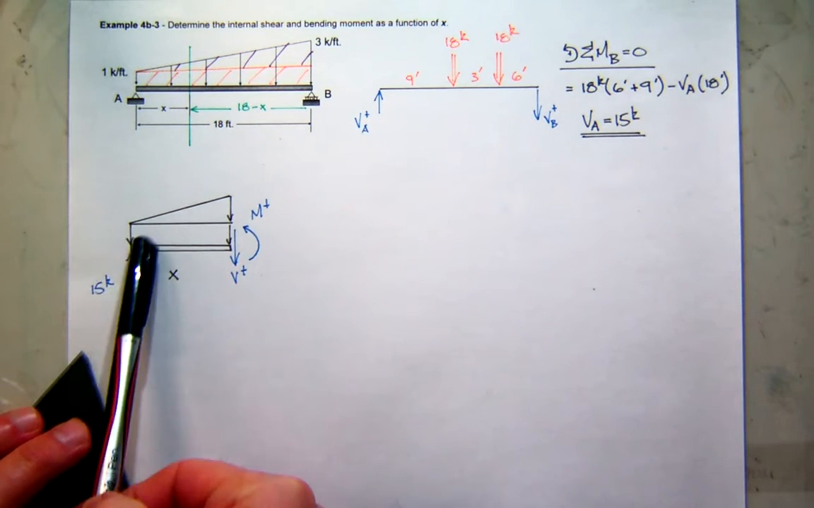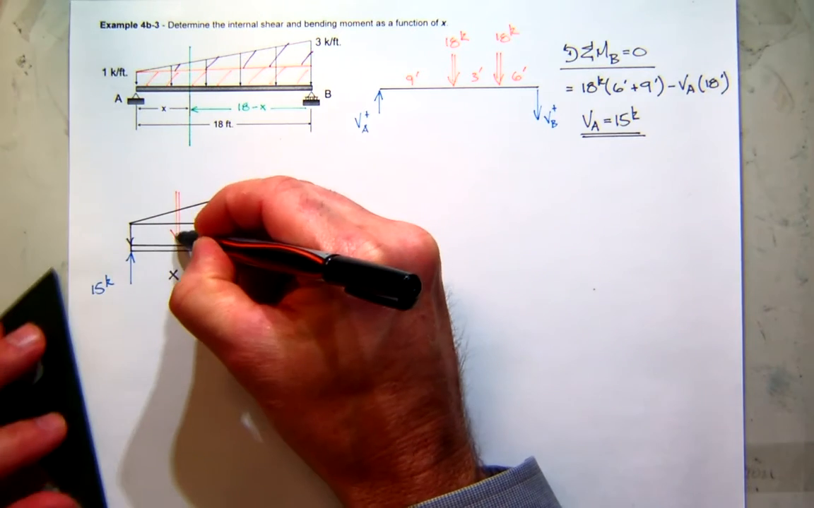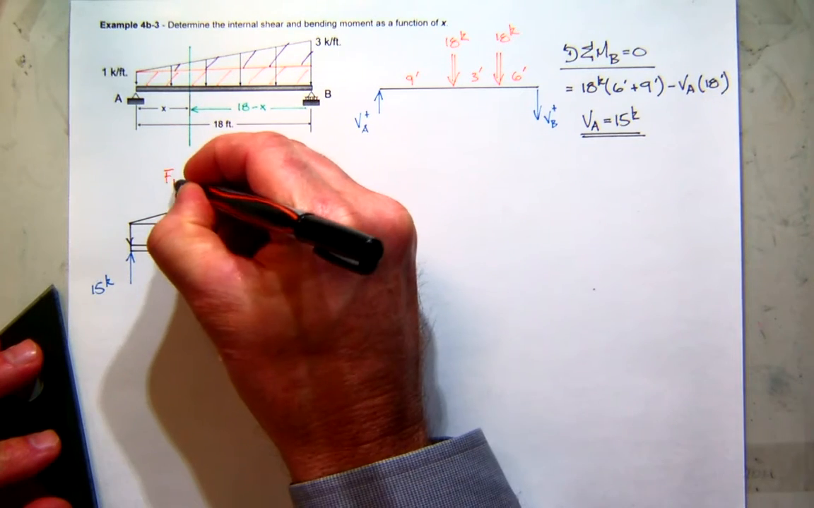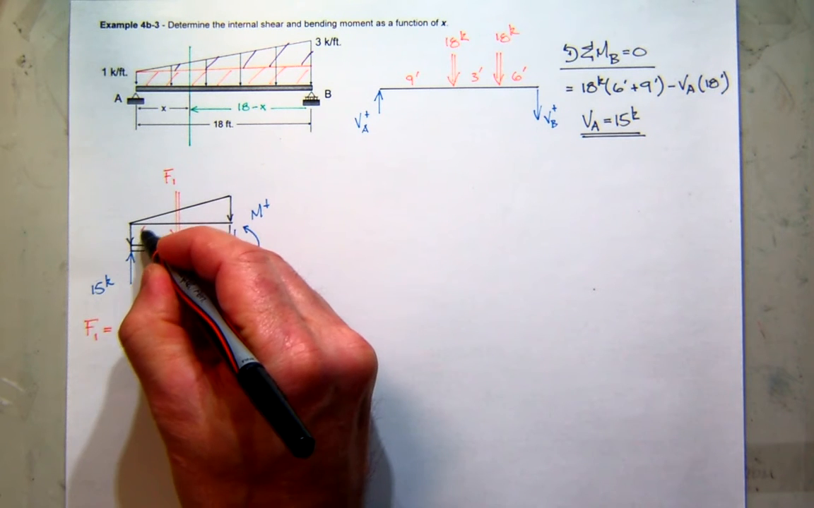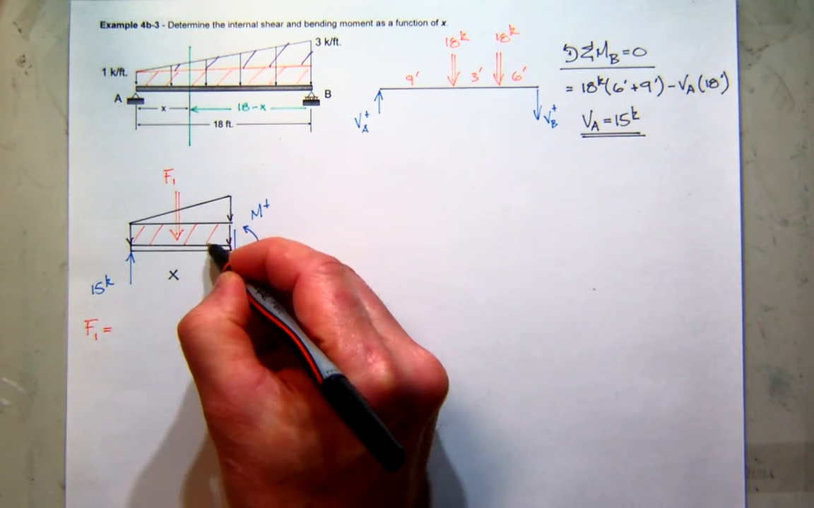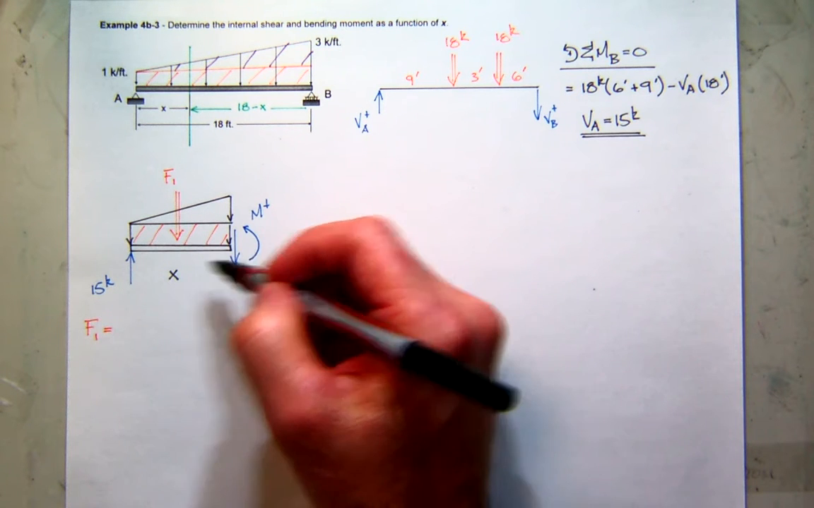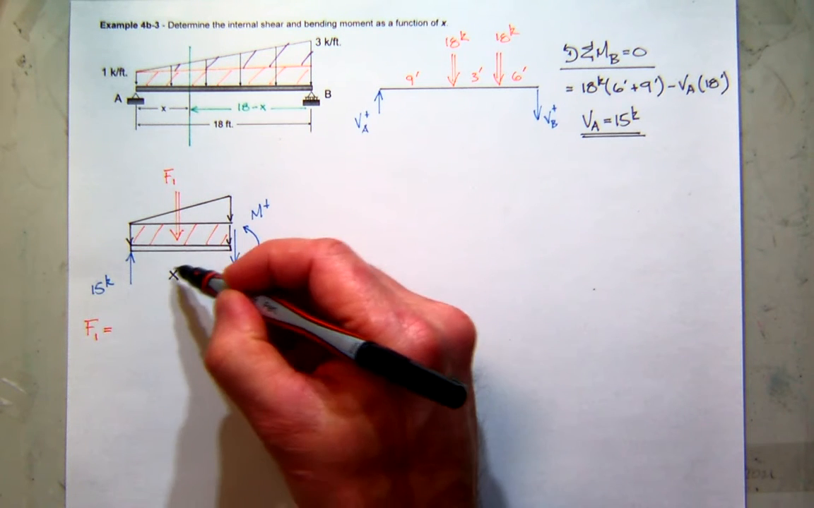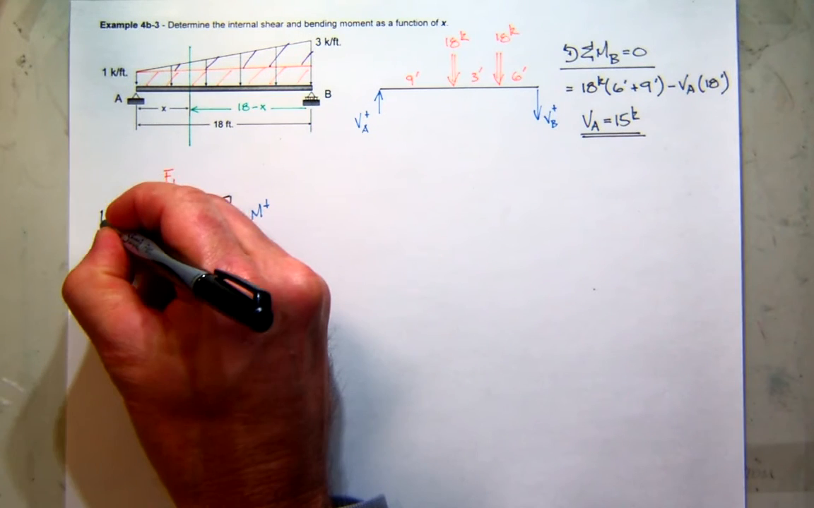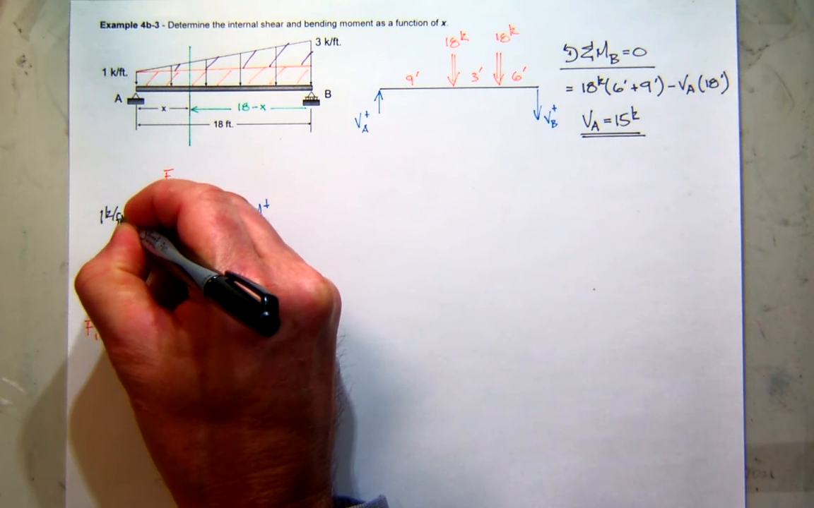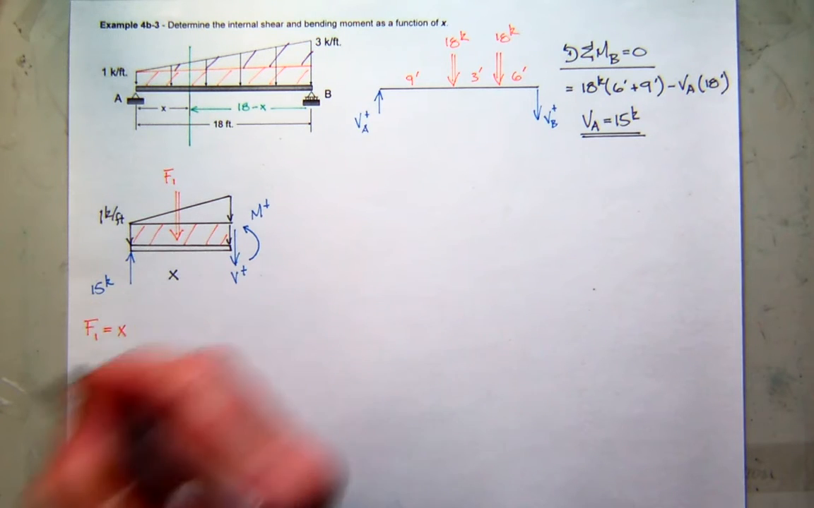So let's start with the rectangular portion. I know that the concentrated equivalent force is going to act through its centroid. I'll call that F1. And what is F1 going to be? So what is this area here? Well, it's a rectangle, so we know it's base times height. So the base is x. And what's the height here? I forgot to write that on there. 1 kip per foot. So that's easy. It's just going to be x, right?